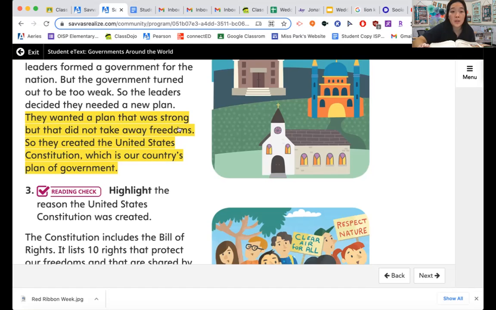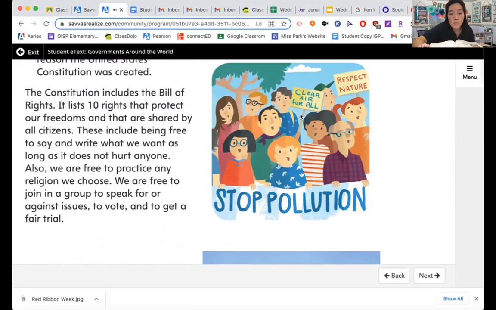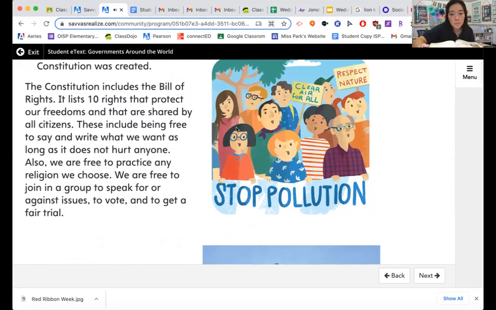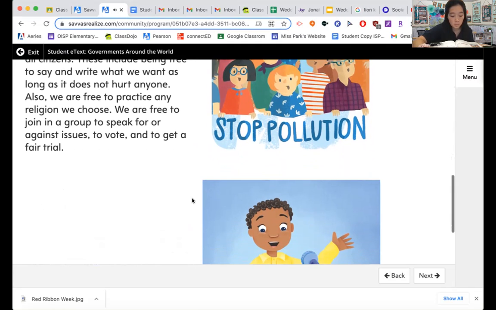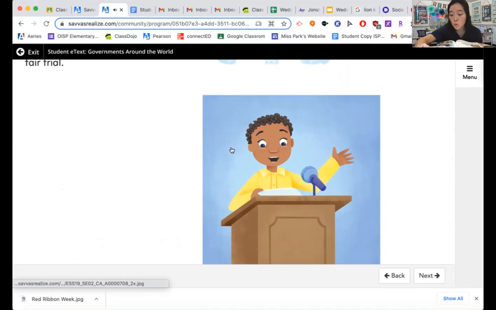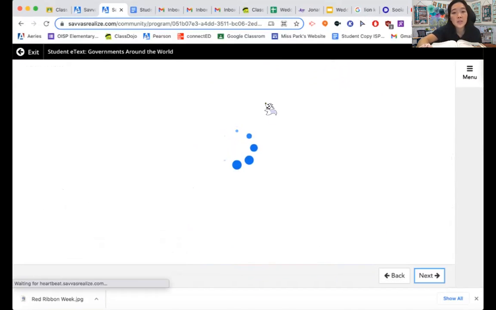It's page 91. The Constitution includes the Bill of Rights. It lists 10 rights that protect our freedoms and that are shared by all citizens. These include being free to say and write what we want, as long as it does not hurt anyone. Also, we are free to practice any religion we choose. We are free to join in a group, to speak for or against issues, to vote, and to get a fair trial. So those are just some of the freedoms that we have by living here in America.